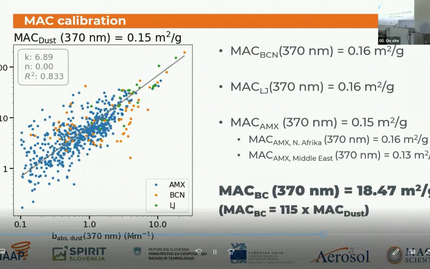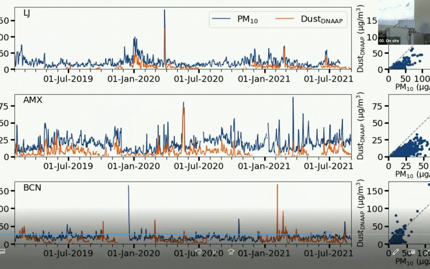We can compare the MEC for dust with the MEC for black carbon. So we can see that the ability to absorb light is more than 100 times higher with the black carbon. And these are the results of more than 2-year-long measurements.